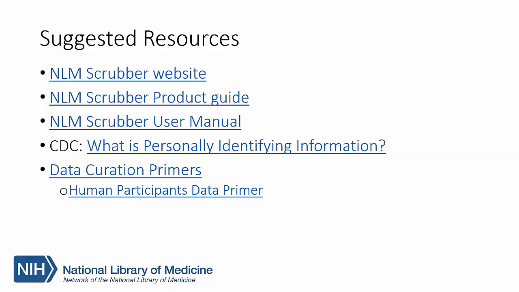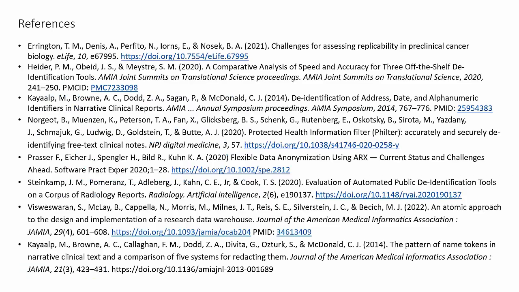Here are some suggested resources, which we can also share in the chat. And I think, Katie, are these on the handout? Yes, these are on the handout too. They will take you to the Scrubber's website. It has a product guide and user manual, as well as some resources on what actually is personally identifiable information and data curation primers about how to work with human subjects participants' data. Here's a long list of references, and these are also in the handout, or will be in the slides.